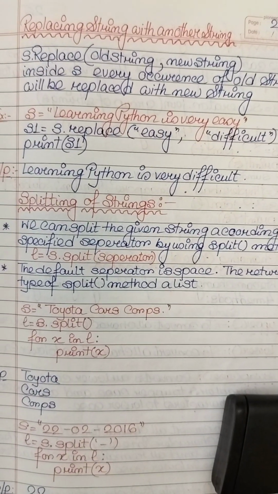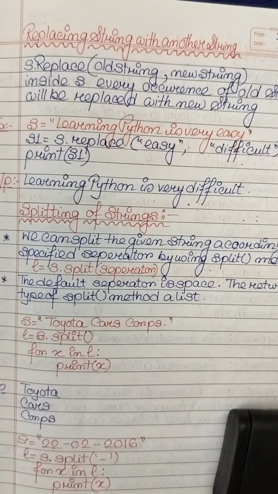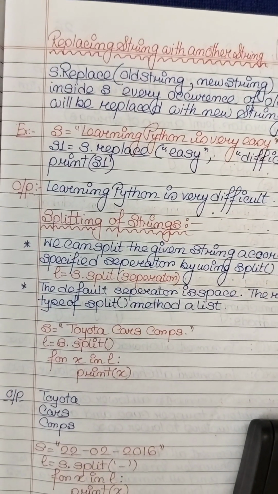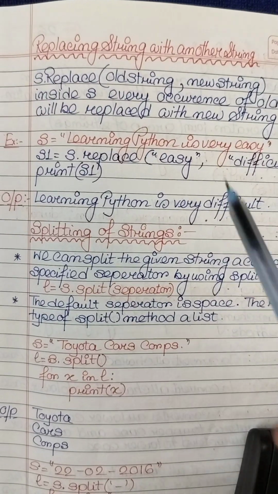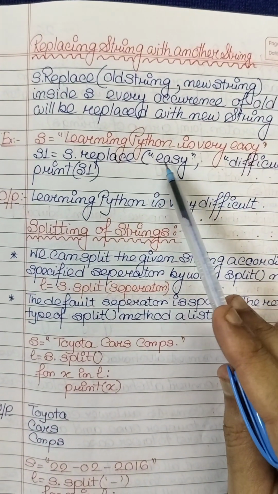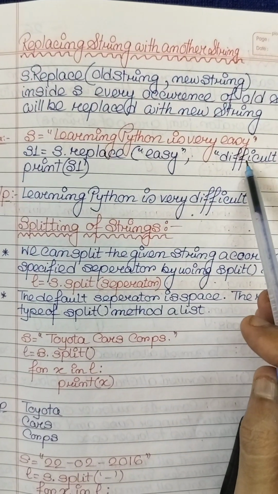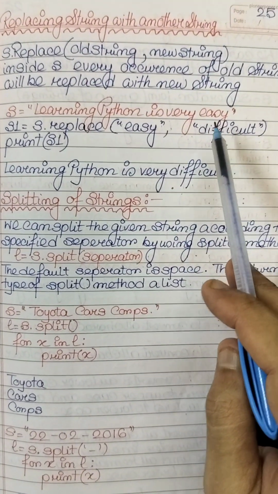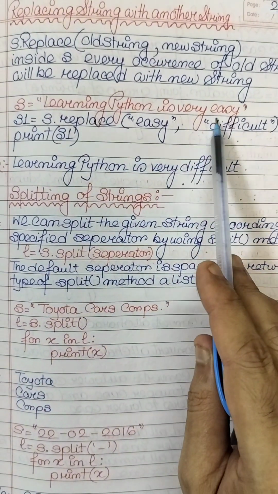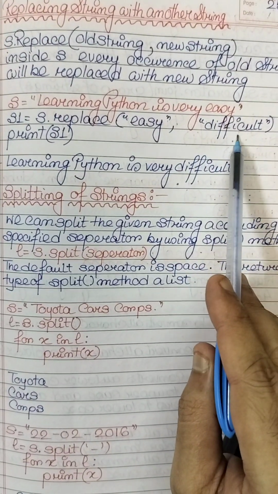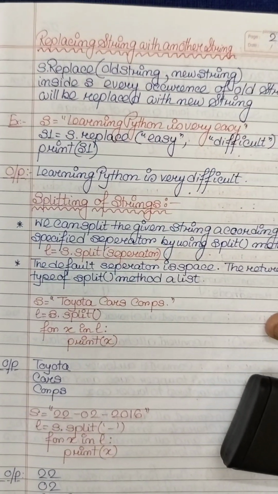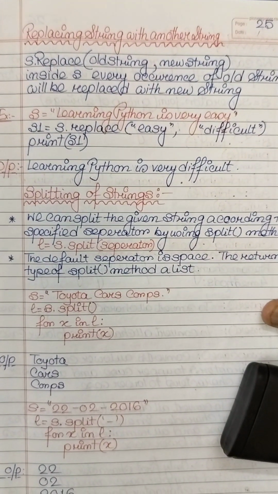So take an example. I have written an example. See, s is equal to 'learning Python is very easy'. In s1, s.replace('easy', 'difficult'). The substring easy is replaced by difficult. So the output will be, print s1: here the easy substring will be replaced with difficult. Learning Python is very difficult.